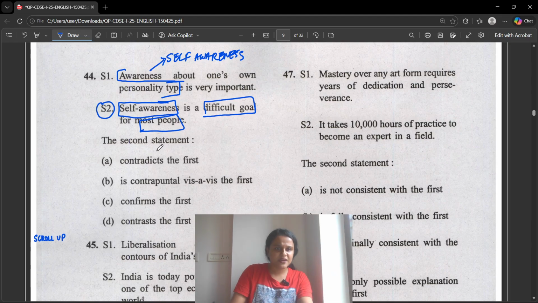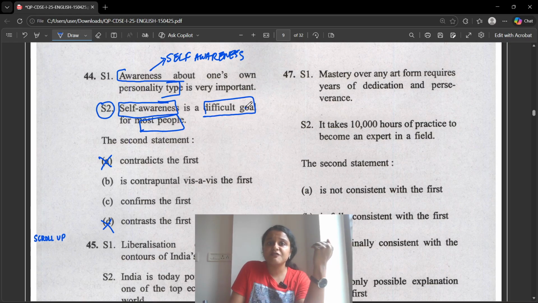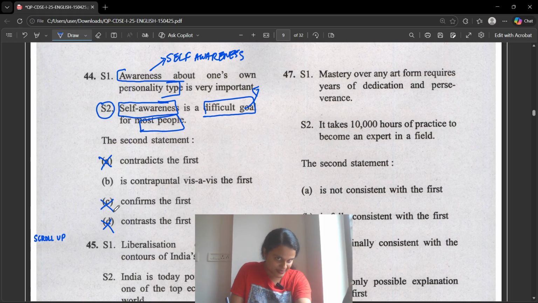Okay, so let me see if I can eliminate certain answers. Definitely not contradict the first, not contrast the first. Is it confirms the first? What do you mean by confirm? Does it have to verify, right? Does it verify? Statement 2 says that it's a difficult goal. Is it difficult because it is important? Does it prove the point? It doesn't prove the point. Okay, fine. So in other words, confirm is not the answer.